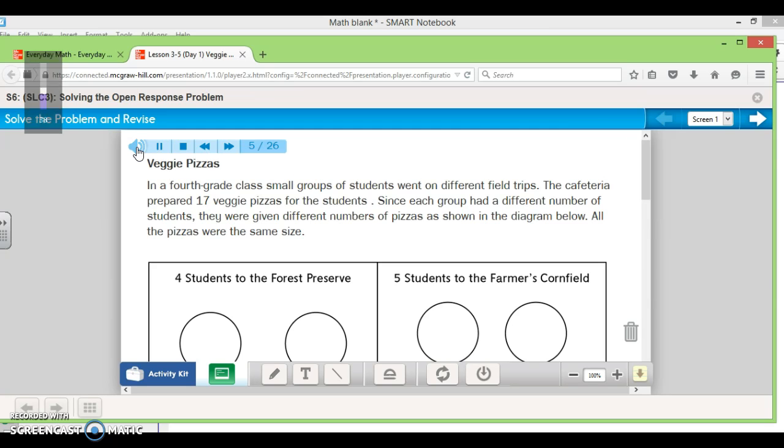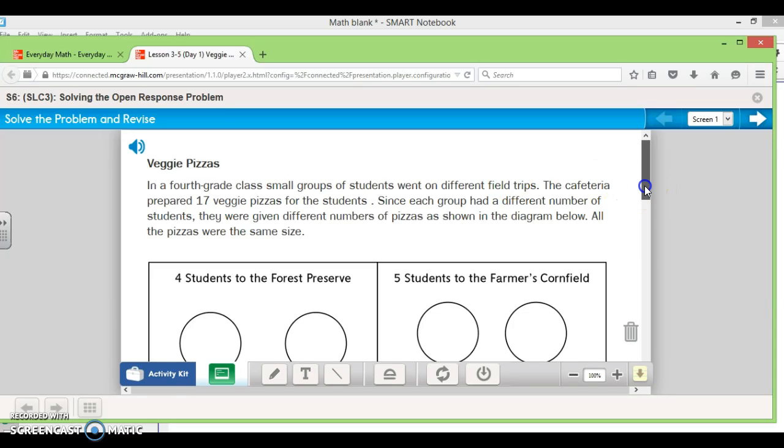Veggie pizzas. In a 4th grade class, small groups of students went on different field trips. The cafeteria prepared 17 veggie pizzas for the students. Since each group had a different number of students, they were given different numbers of pizzas, as shown in the diagram below. All the pizzas were the same size.